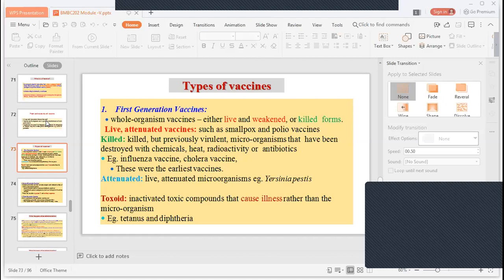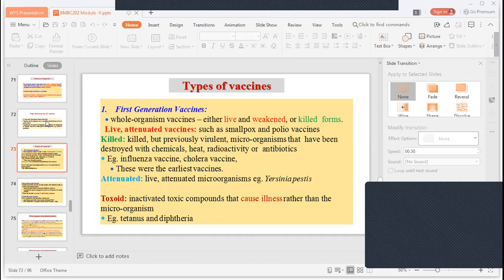He used cowpox lesions from the milkmaid and injected the detoxified or weakened live virus form of cowpox into individuals, and astonishingly found that they were not experiencing smallpox lesions, they were not getting smallpox infection. Then the live attenuated form of the polio vaccine was also developed.